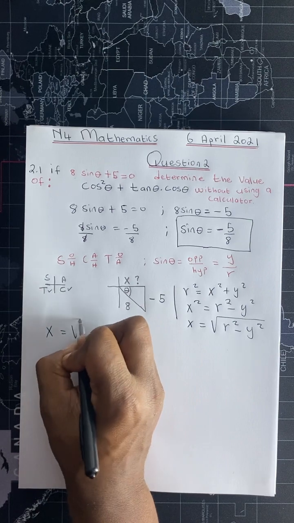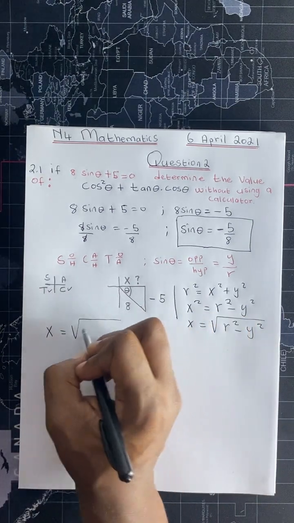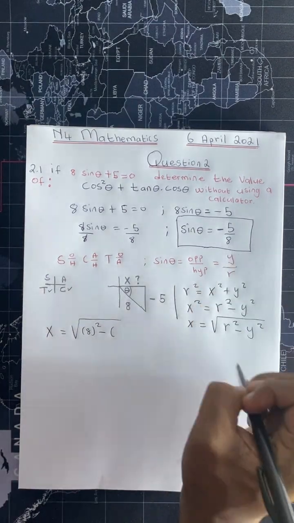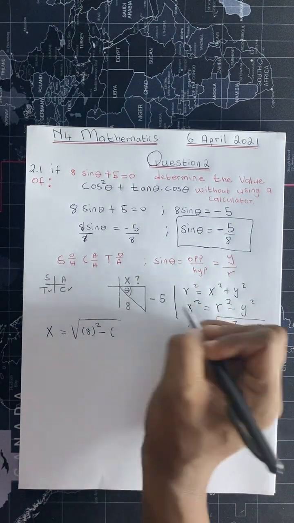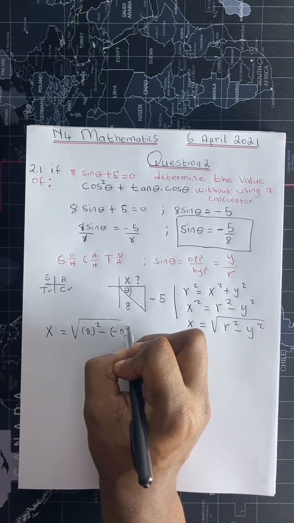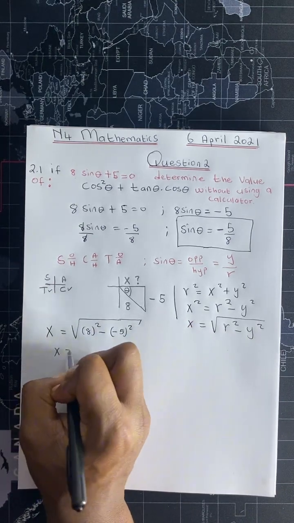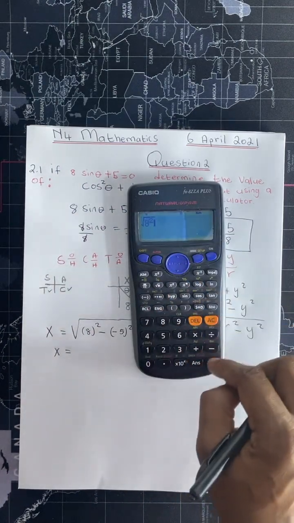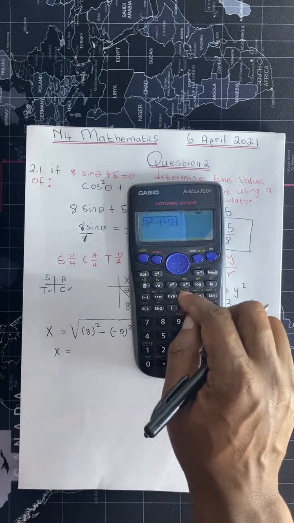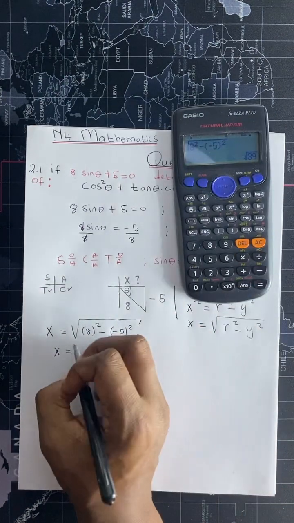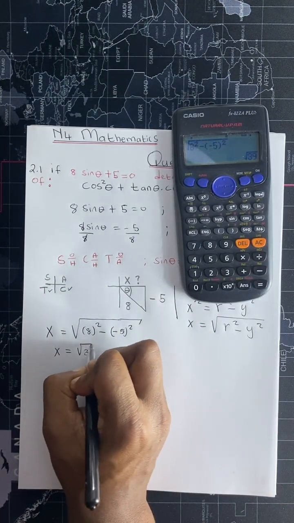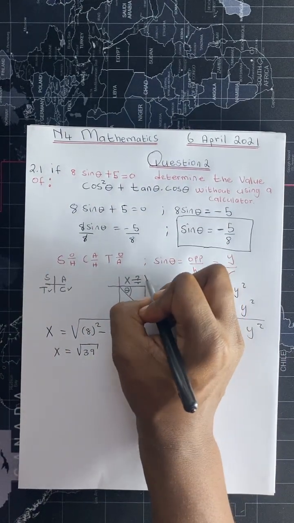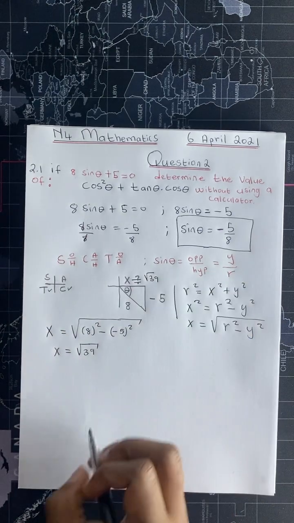So we already have r and y, so our r is 8, we square it, minus the negative 5, which is equal to our y. So x will be equal to the square root of 8 squared minus negative 5 squared, which is equal to the square root of 39. So this side is equal to the square root of 39.